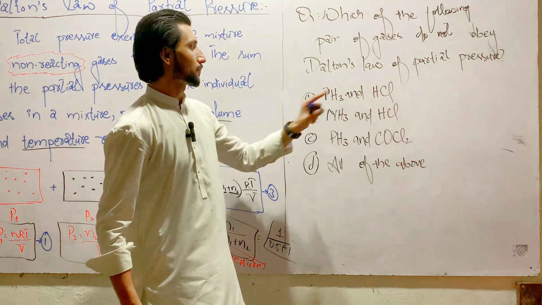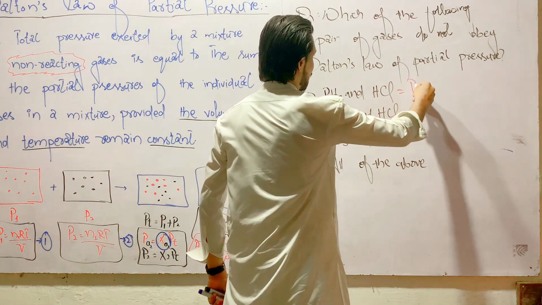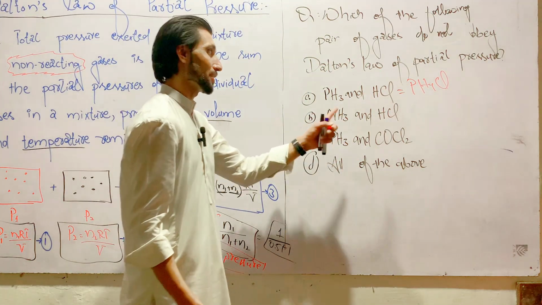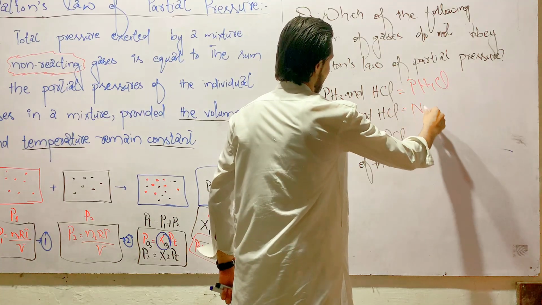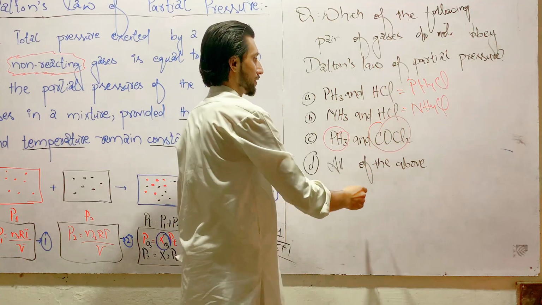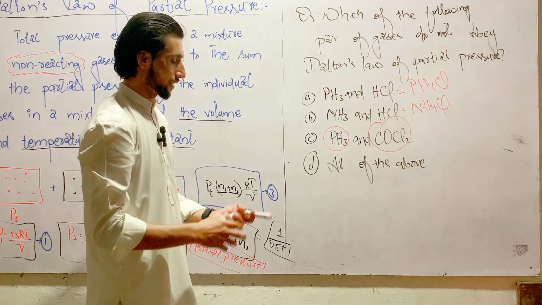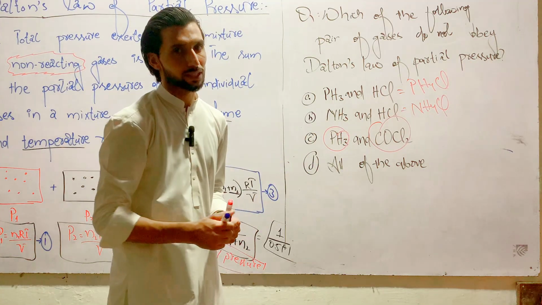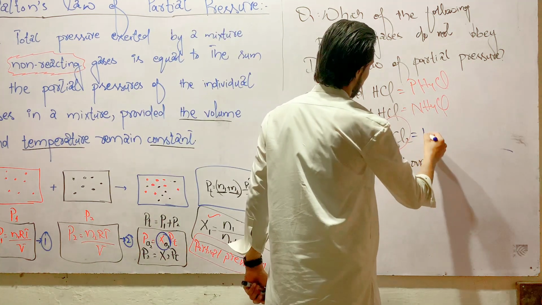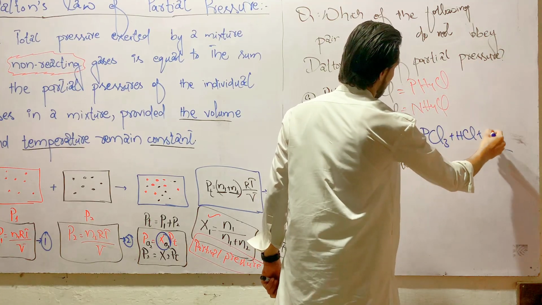So the first pair is PH3 and HCl, an acid-base reaction. We will find PH4Cl as a product. NH3 and HCl, again an acid-base reaction. We have seen this example, NH4Cl. And what about these gases? You might have known this. This is notorious for its use in World War One. Phosgene gas killed many people, and phosphine gas, people kill themselves with this. This is a pesticide. So both of them also react. They form what? PCl3 plus HCl plus carbon monoxide.